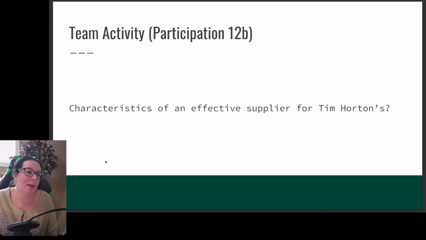So let's think about what the characteristics of an effective supplier are. If you are the management at Tim Hortons, you're looking for a supplier. What are you looking for? We've learned from Deming that we probably don't want to just choose the cheapest supplier, because if we focus solely on cost cutting, quality goes down and costs will actually go up. So we want a cost-effective supplier, but maybe not the cheapest. We probably want a supplier who is timely, who gets us the materials that we need.